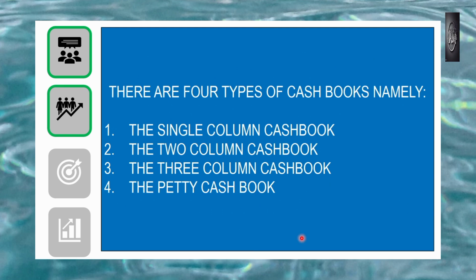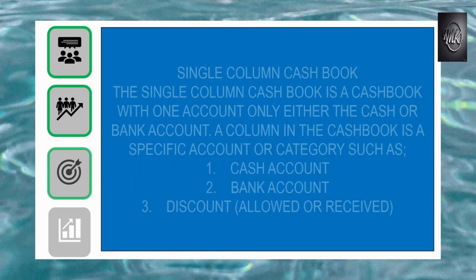So let's move on. There are 4 types of cash books, namely the single column cash book, the 2-column cash book, the 3-column cash book, and the petty cash book. In most cases, learners would say there are 3 types because the petty cash book is learned after you have covered the 3 types. You bring in other books of first entry, and after some time, that's when the petty cash book is covered. So we tend to think that there are 3 types of cash books. There are actually 4 types.